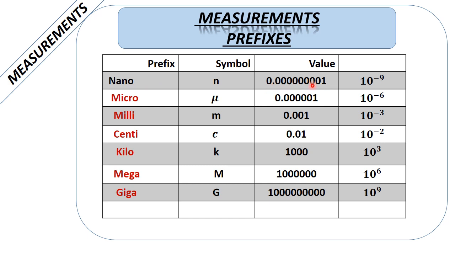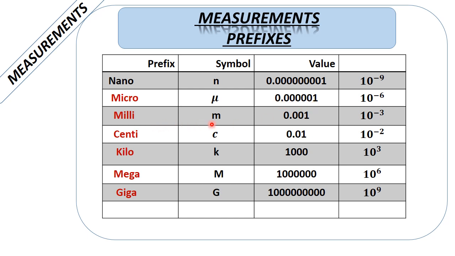If you count here, there are supposed to be 9 here, or you can say 10 to the power negative 9. So we're going to see how to use this in the next few seconds or minutes. Then micro is represented by this Greek letter here called mu. That's the name of this letter. So it means 6 zeros before one.